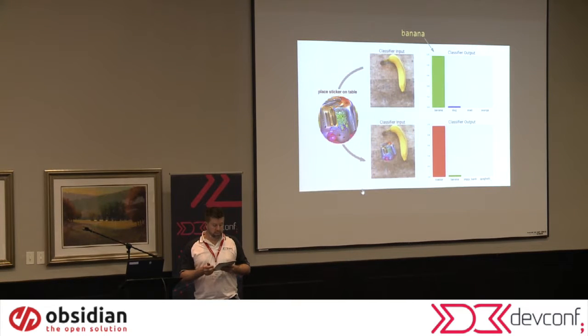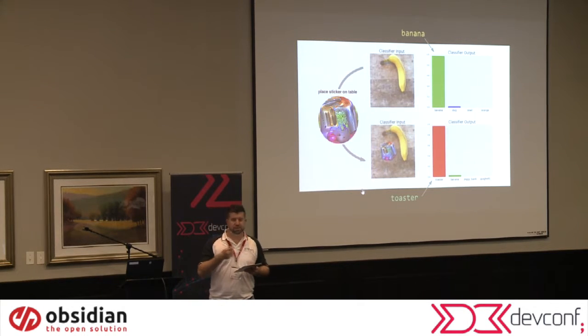I based my idea on the interesting idea of using stickers to fool neural networks. I thought that if you can fool a neural network into thinking a photo of a banana is that of a toaster by showing it a sticker, why not use that same principle to use stickers to identify objects?